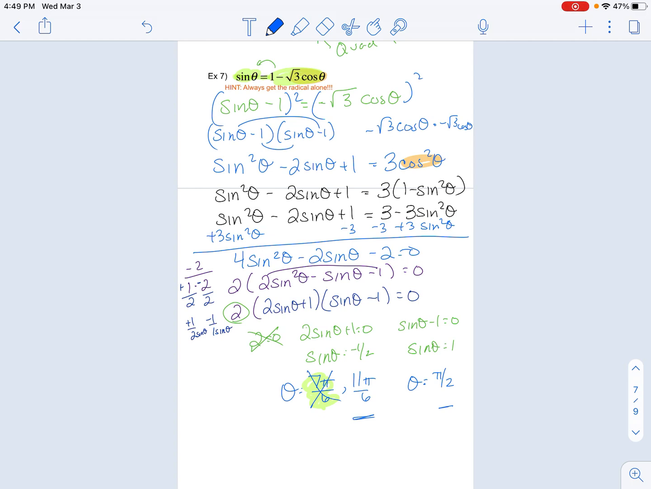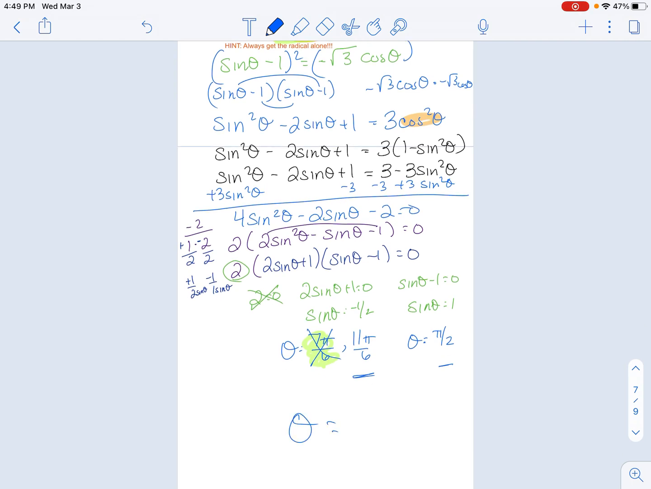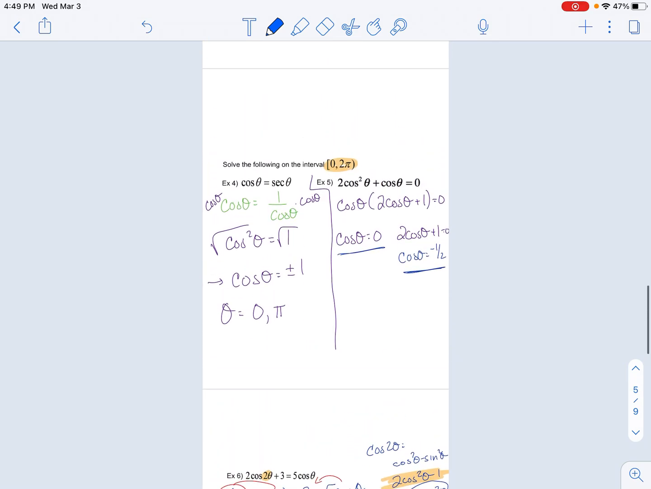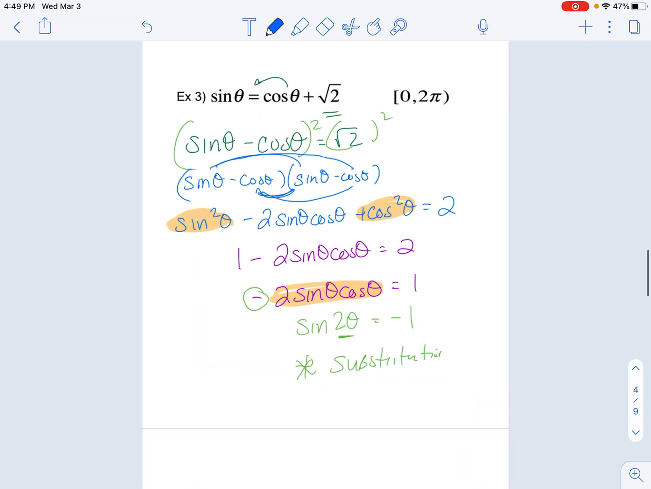Okay, so plug in 11 pi over 6. That one actually does check. So here my only 2 solutions are 11 pi over 6 and pi over 2. Anytime you square both sides, you have to check your solutions, which makes me think of one problem where I think we squared both sides, which was right here.